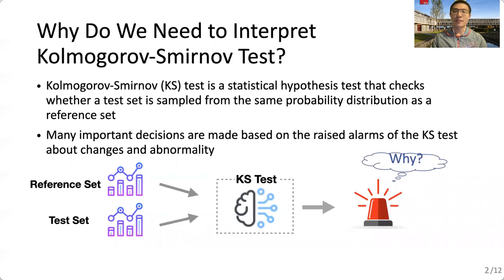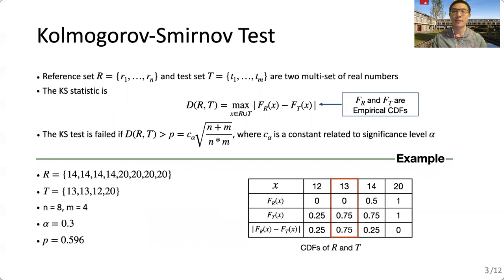The KS test has been widely used to detect differences, changes, and anomalies in many areas, such as database security and AI systems. Many important decisions are made based on the raised alarms about changes and abnormality. Understanding why a KS test failed can build trust from users and thus improve the decision quality.